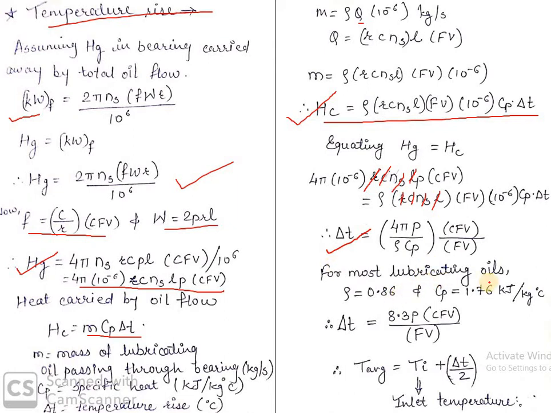Now for most lubricating oils, density is 0.86 and Cp is taken as 1.76 kilojoule per kg degree Celsius. Substituting these two values over here, density and Cp, and simplifying, you will get 8.3 of P into CFV upon Fv. So this is how you have got the temperature rise. Now again you can find out T average, which is nothing but the average temperature of the lubricating oil. It is given by Ti plus delta T by 2, where Ti is the inlet temperature of oil.